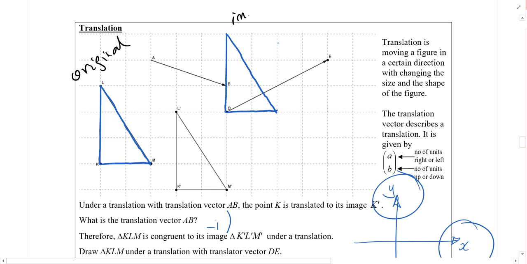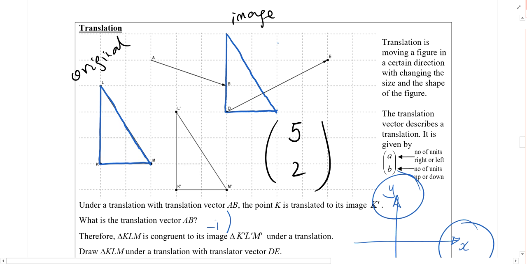This is the image. What is the translation vector over here? How many units to the left or right? 5 units to the right, so it is a positive 5. How many units up or down? 2 units up, so 5, 2.